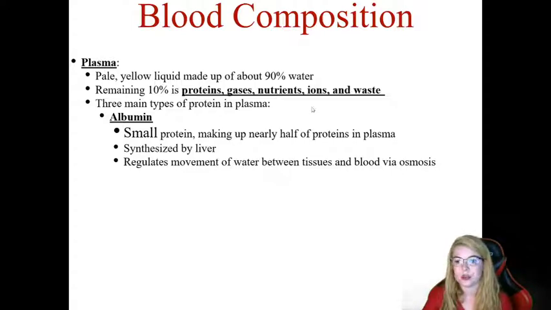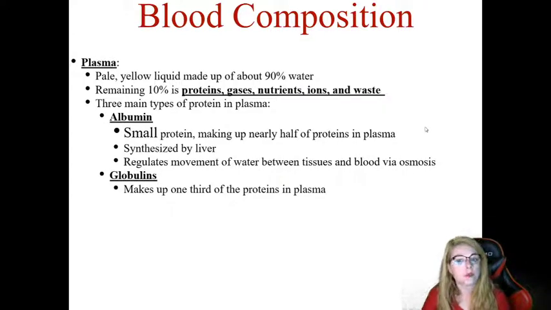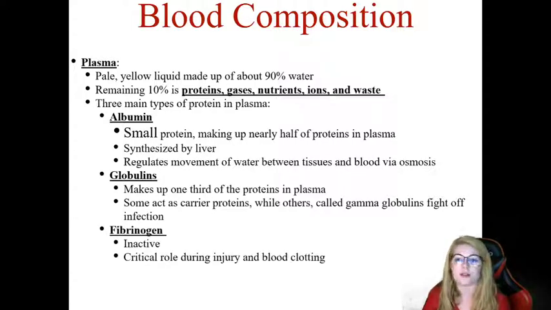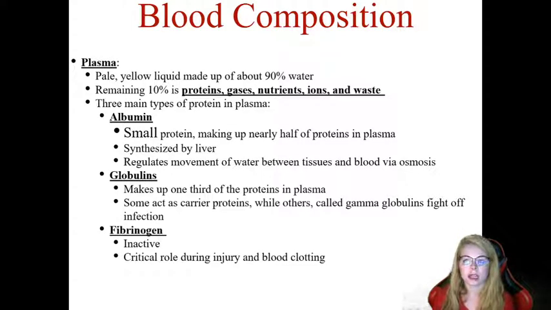nutrients to. The second major of the 3 proteins that we find in plasma are the globulins. Okay, and these make up roughly 1/3 of the proteins that you find in your plasma. And some of these act as carriers or carrier proteins. We've talked about those in the past. While others, which we call gamma globulins, will fight off infection. So this kind of has a 2-part function here, by not only functioning as a carrier protein for certain molecules, but also in infection fighting.